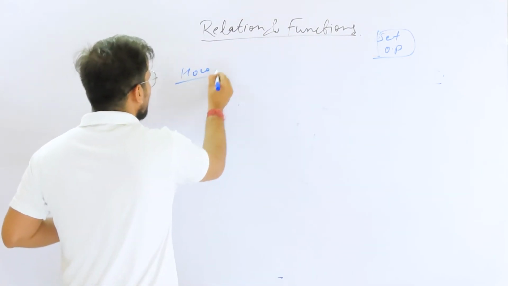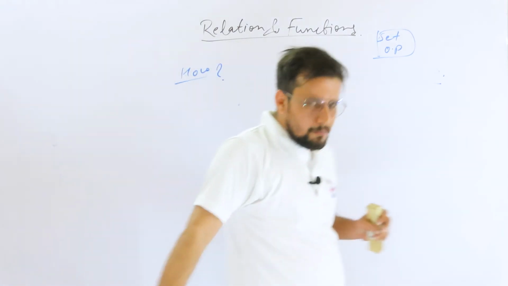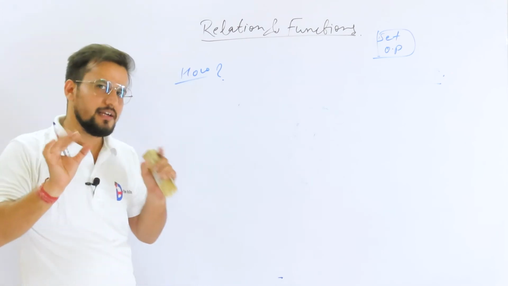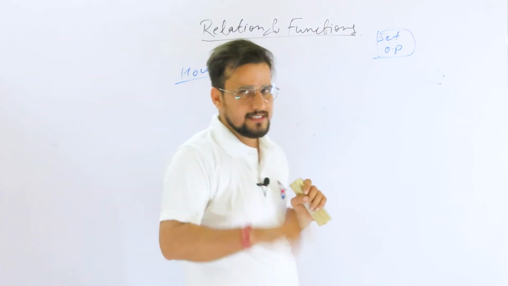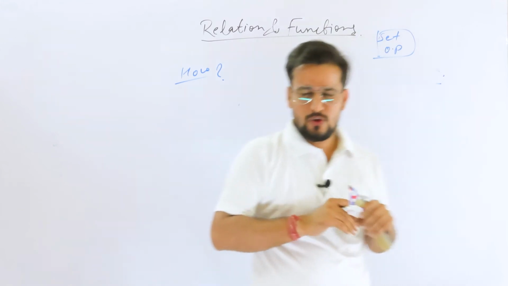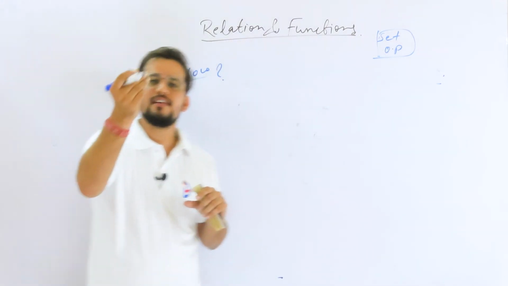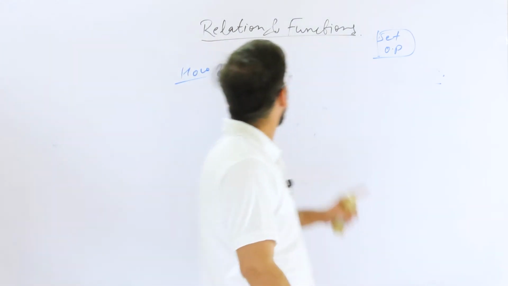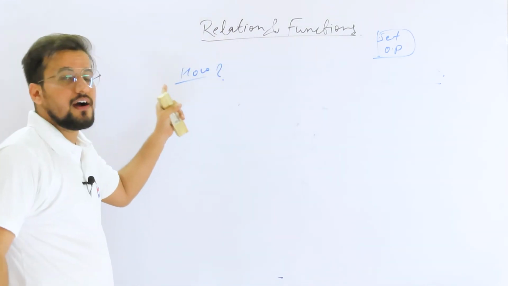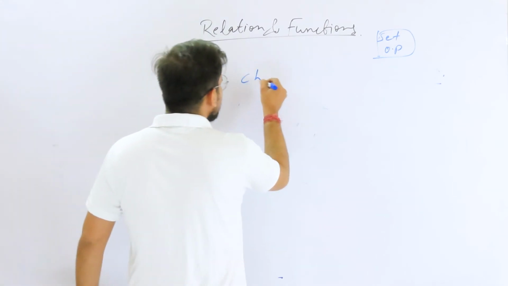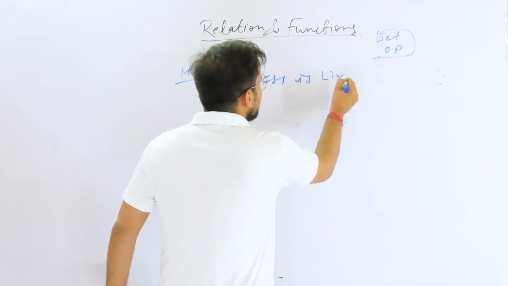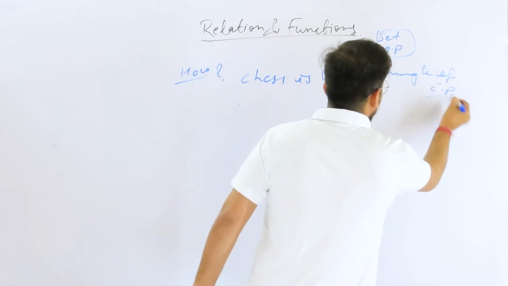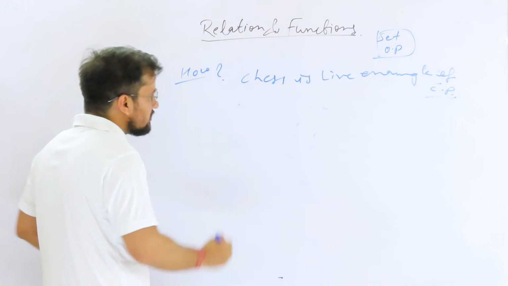Guys, you have played a game in your life. Mostly you know about that game. You know what that game is? Chess. You have played it. Chess is the best example. Chess is the live example of what? Of the Cartesian product. So chess is a live example of the Cartesian product. How will I explain? First we will do the chess.